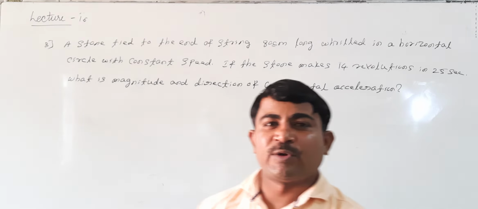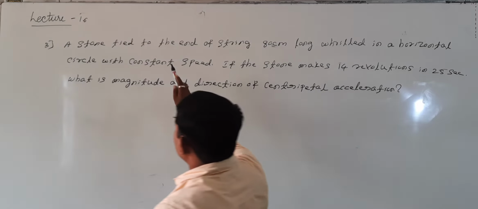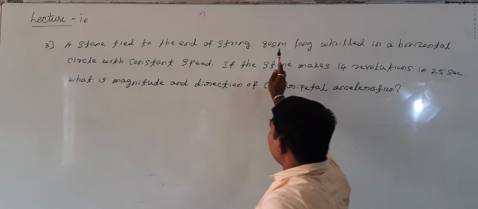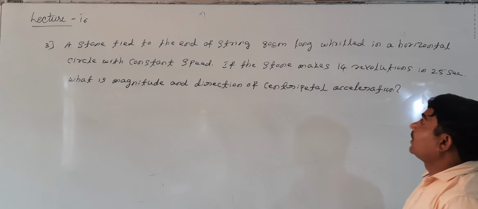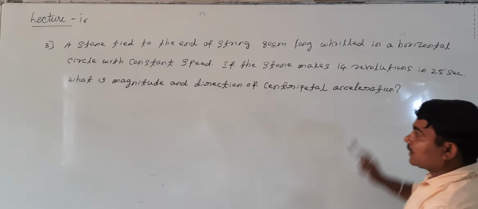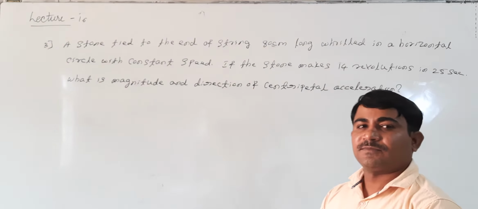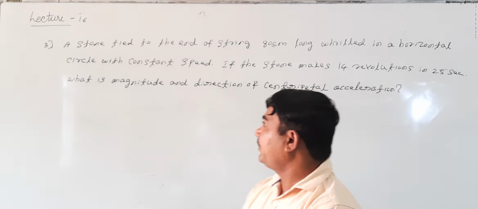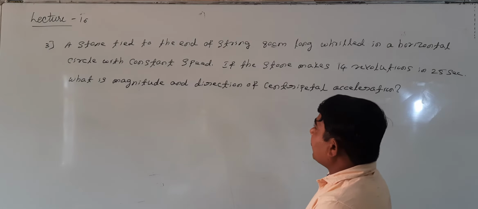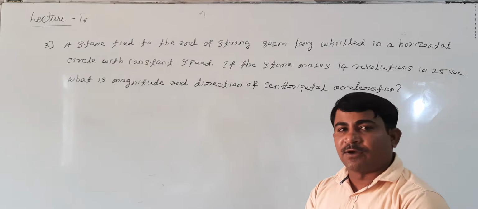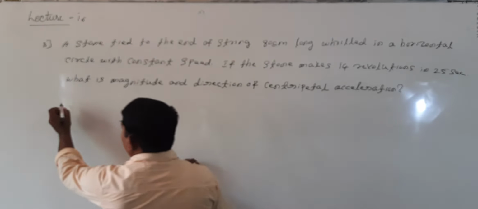Okay, students. One more numerical. A stone tied to the end of a string 80 centimeter long, revolved in a horizontal circle with constant speed. If the stone makes 14 revolutions in 25 seconds, what is the magnitude and the direction of centripetal acceleration? The question is very simple. Look at me. Shall I go for the solution?